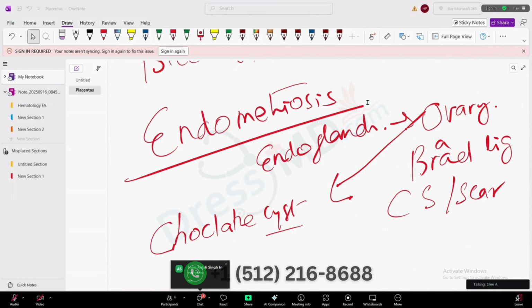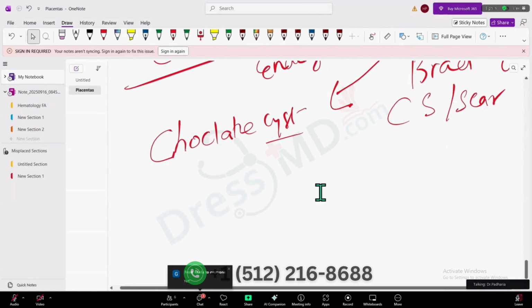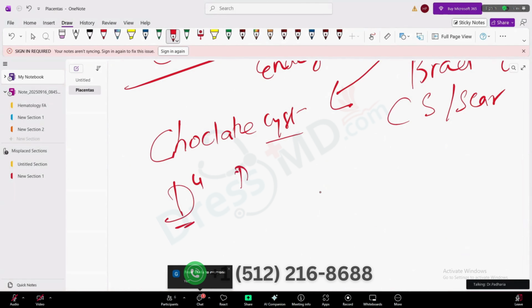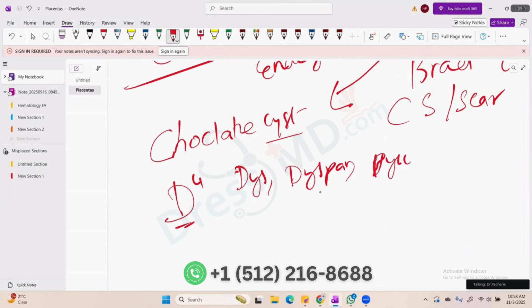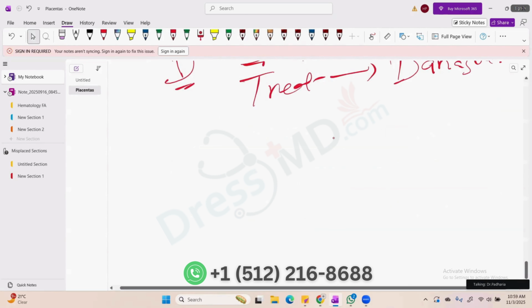Thank you. So this is the difference between them. Now, how does the patient with endometriosis present? They present with all the D's. You should know the D's. They have dysmenorrhea, dyspareunia, and dyschezia. Dysmenorrhea is pain during the menstrual cycle. Dyspareunia is pain during sexual intercourse. Dyschezia is pain during defecation. And the treatment? Danazol. Very good. And it is one of the most common causes of infertility.